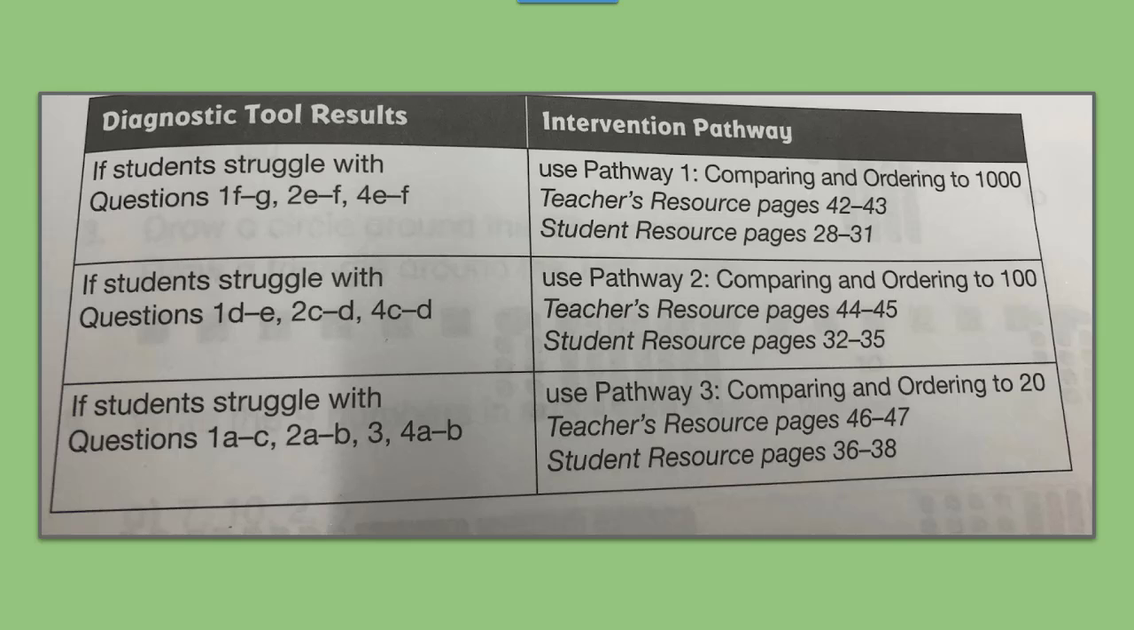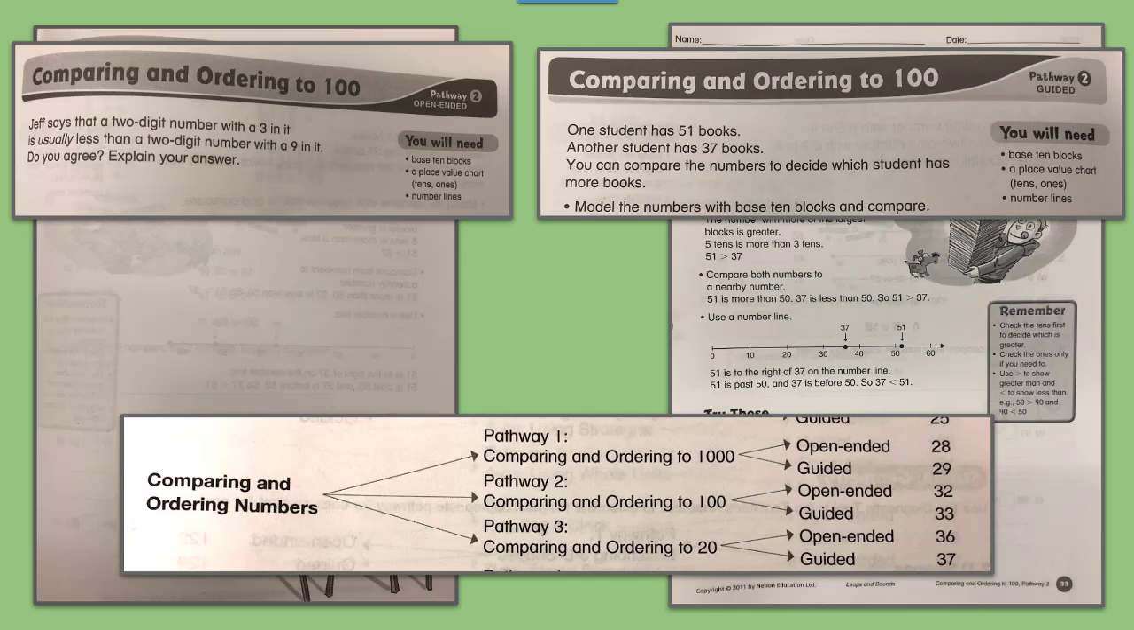I can now turn to page 44 and 45 in the teacher's resource to view, choose, and plan for a targeted gap closing activity. Having determined which pathway is most suitable, the teacher has another choice to make. That is, whether to use a more open approach, the open-ended intervention, or a more guided approach, the guided intervention. Thus, the instructional approach can be individualized and differentiated. The two types of intervention cover the same content but in different ways.